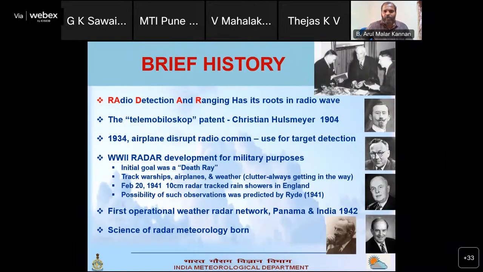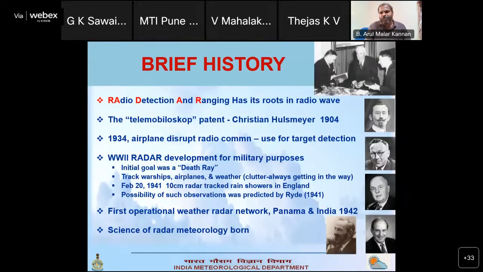So what is a radar? Literally, most people are quite familiar with the name. It stands for radio detection and ranging, and it has its roots in radio waves. That's why radio detection has come. But most of us may know that we are still using microwaves. It is not exactly the full radio waves, it is only the microwave region that we use for our radar application. Even in our microwave oven at home, we use the same radar frequencies.